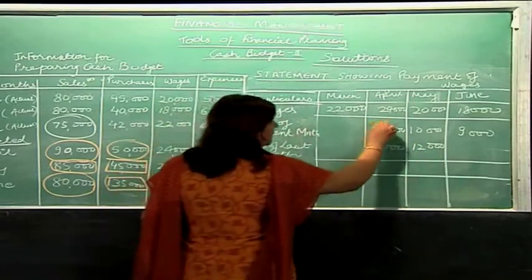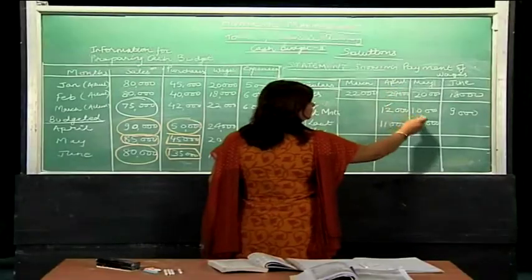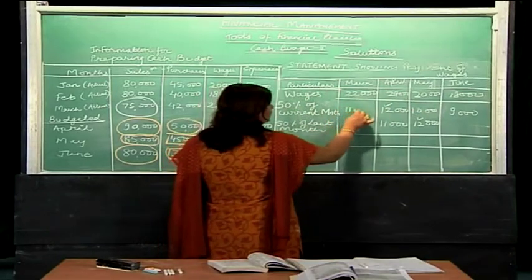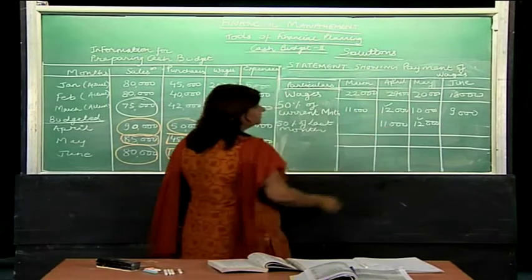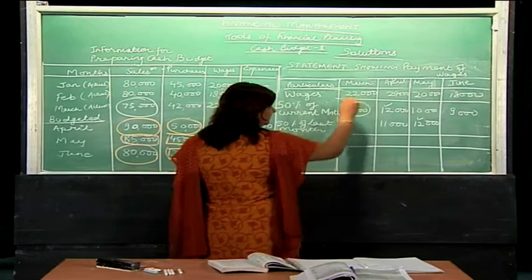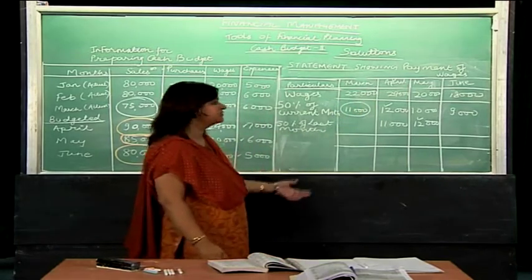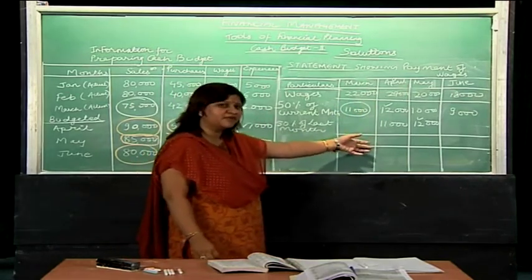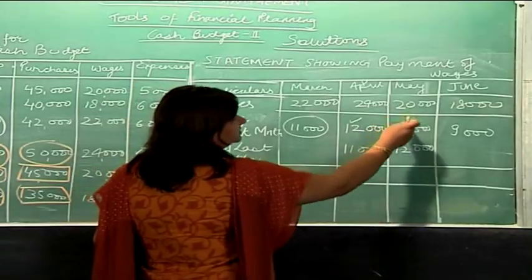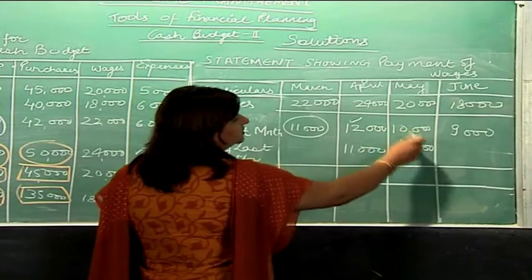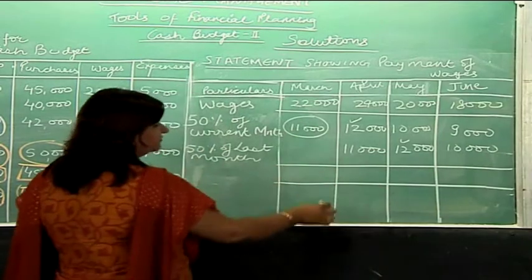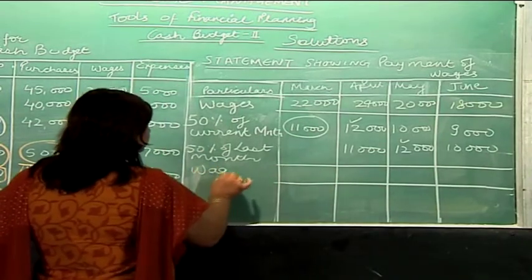So this 12 and this 12, that is 24,000 is being paid off. And similarly in the month of March, 11,000 had already been paid off and 11,000 is being paid in the month of April. This figure is not relevant for us because we are computing the budget for the month of April, May and June. So 11,000, 12,000, and now that out of 20,000, 10,000 has been paid in the month of May. So remaining 10,000 shall be paid in the next month. So they will give us the figure of the wages being paid.